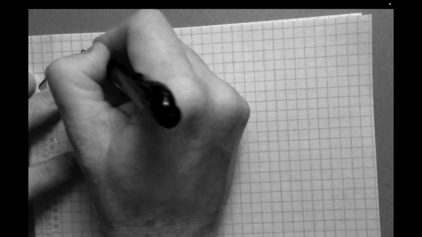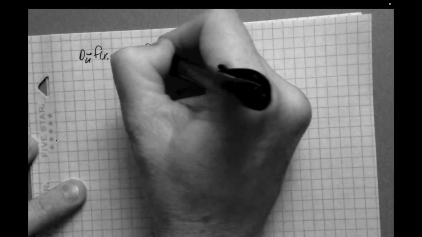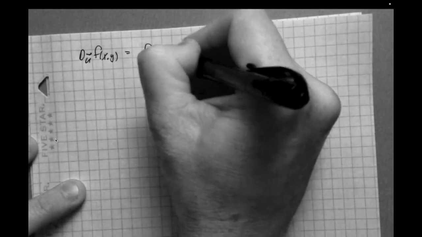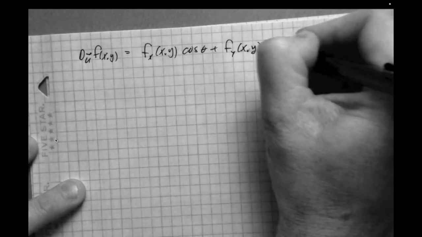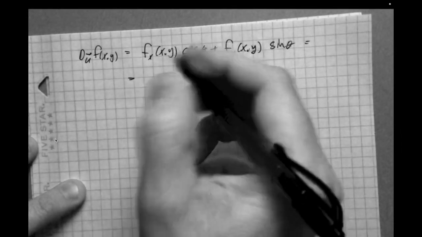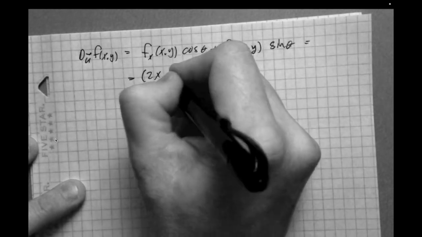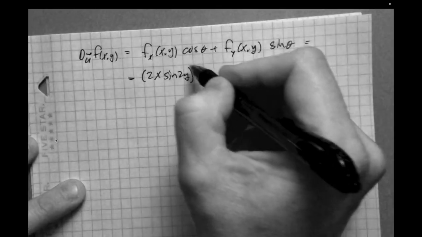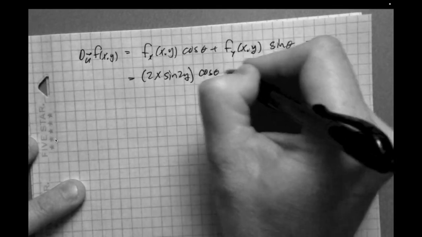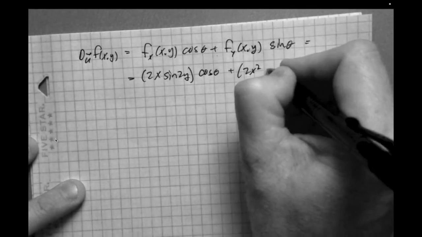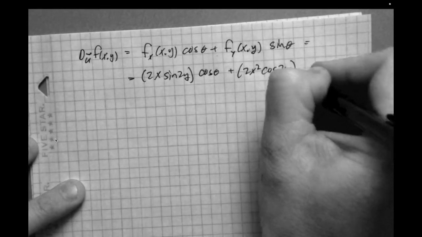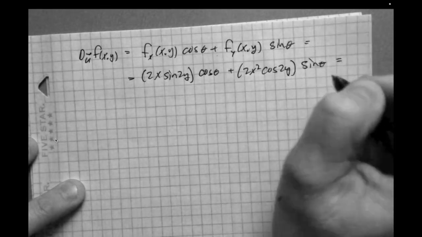So the directional derivative D sub u of f of x, y is equal to f sub x times cos theta plus f sub y times sine of theta. Plugging these things in, you get 2x sine of 2y times cos theta. We'll come back for those. And then f sub y was 2x squared cos 2y, and then that's times sine of theta.